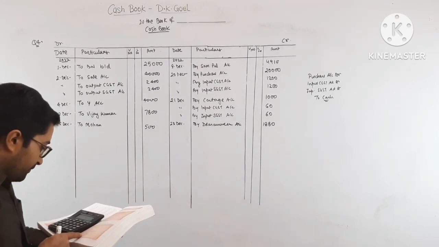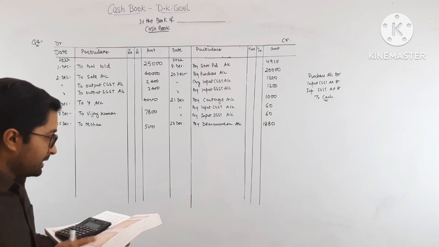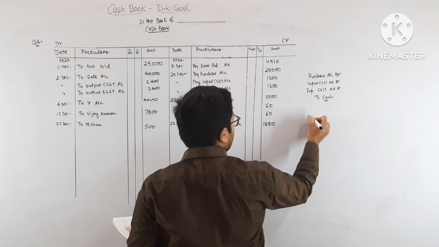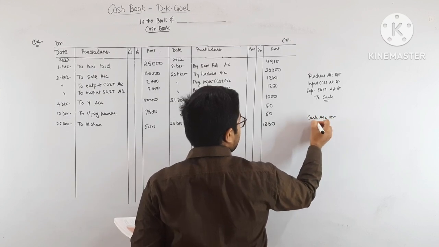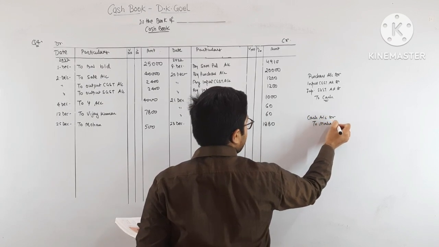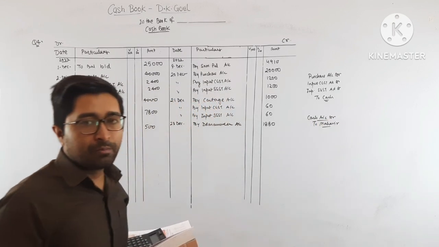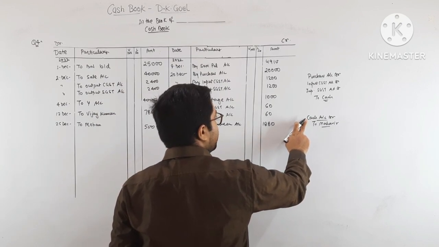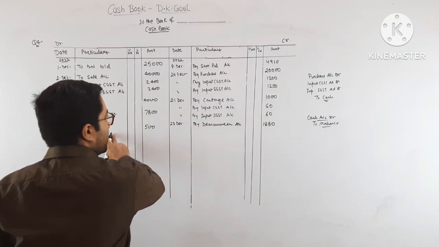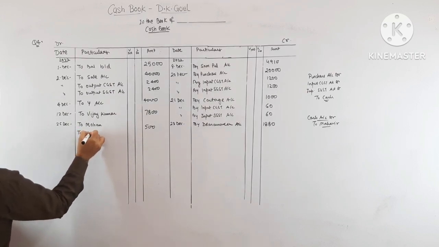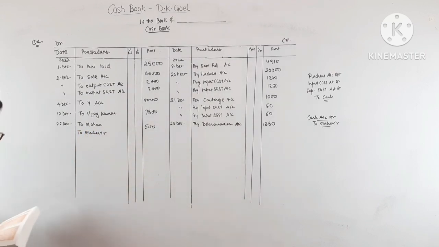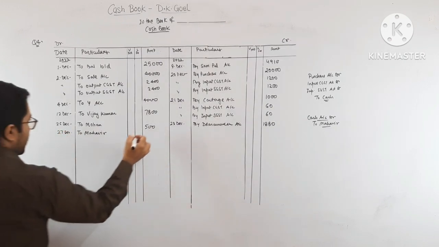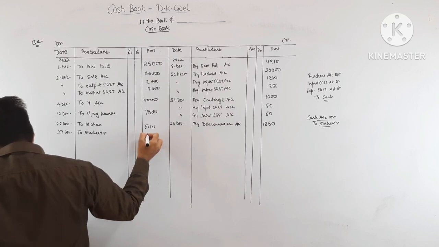Now borrowed from Mahavir. If you borrowed something, the entry will be what? Borrowed from Mahavir. So cash account debit to Mahavir. Okay, you borrow amount from Mahavir. In that case your cash will increase, cash will be debited, so comes to the debit column, and we will write To Mahavir. The date is 27 and the amount is 7500.